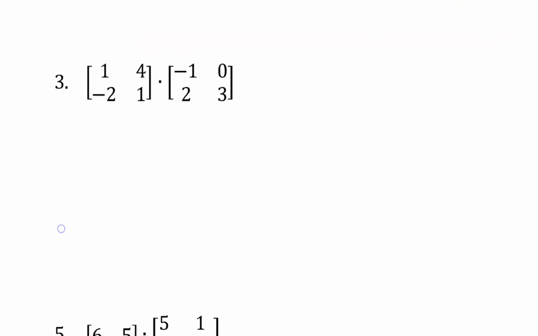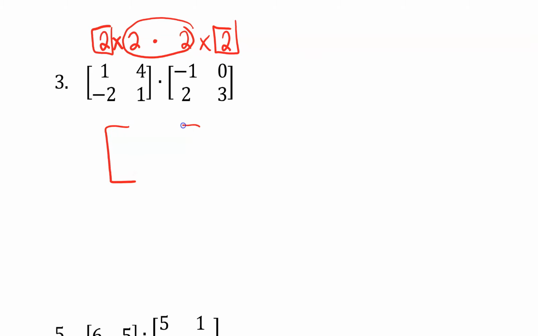All right, next one. We've got a 2 by 2 that's multiplying with a 2 by 2. Since these match up, we can multiply them, and our result will be a 2 by 2 matrix. I think in order to show my work a little better, I'm going to do my work over here.